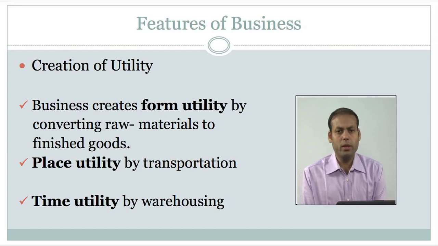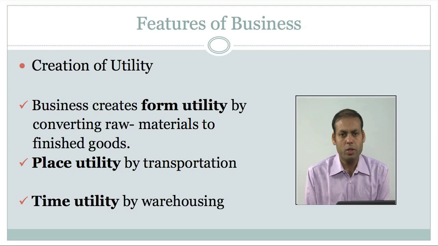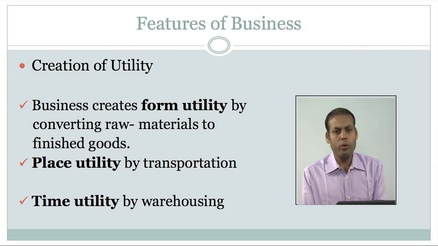So business creates different types of utility, like form utility. Form utility means converting the raw materials to finished products. In this process, the business changes the form and gives another form to a particular product. This is form utility, where raw material changes form and becomes a finished product which can be consumed by the final consumer.